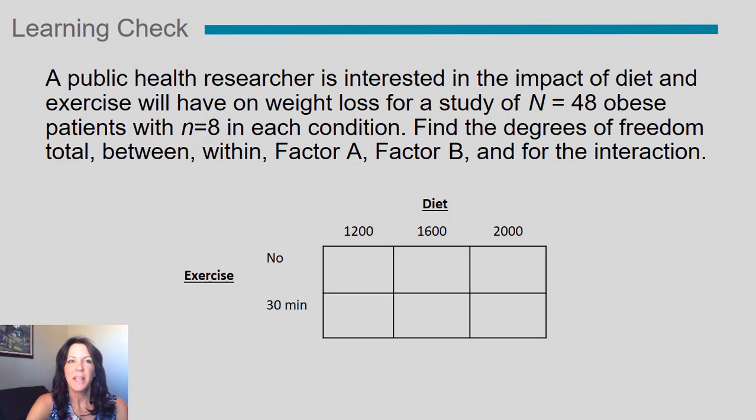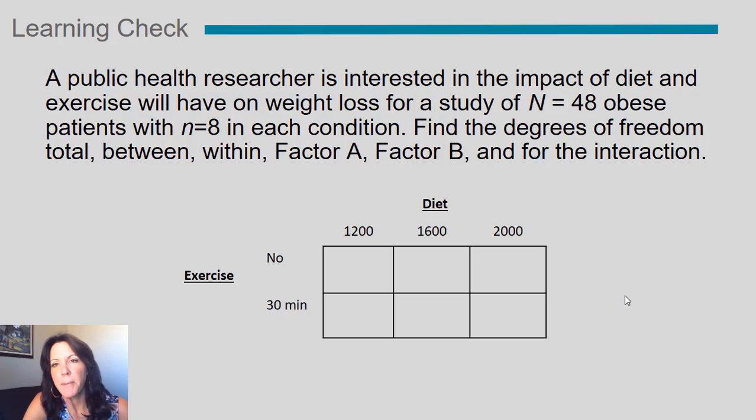So let's take a look at an example. A public health researcher is interested in the impact of diet and exercise on weight loss. So 48 obese patients were studied, and we have 8 people in each condition. We'll look at the conditions in just a minute. We're going to find the degrees of freedom for total, between, within, factor A, factor B, and the interaction.